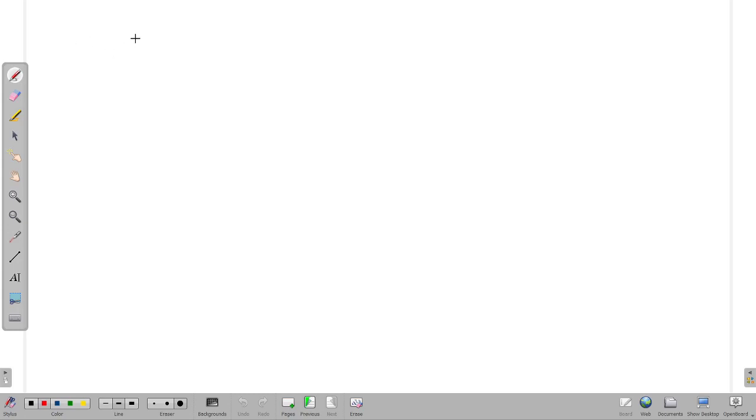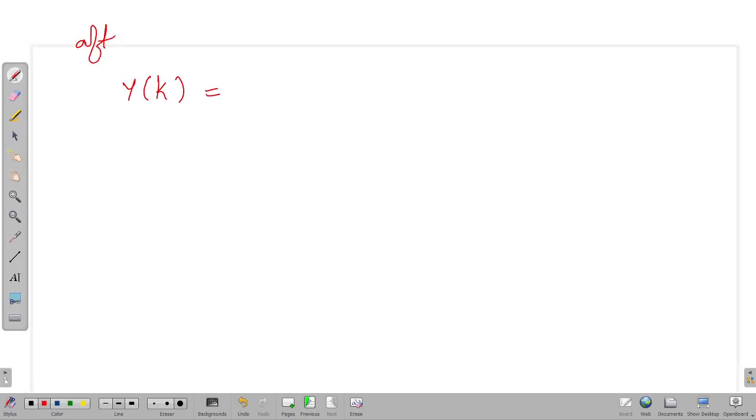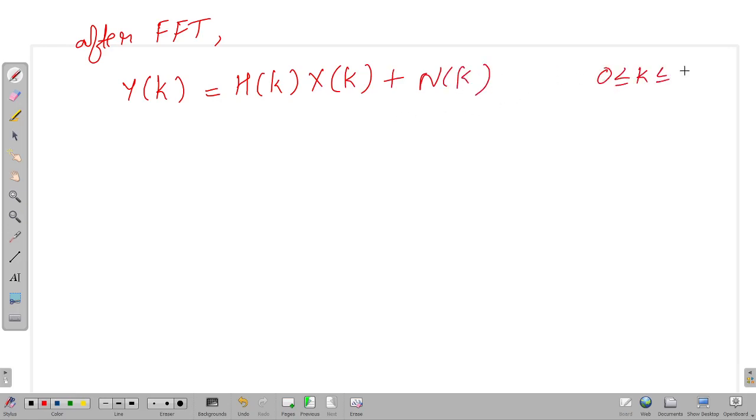Let me just write that equation again. Y of k is a signal that we get after initial processing after the FFT. We get this signal y of k equal to h of k into x of k plus n of k, where k varies from 0 to N minus 1.